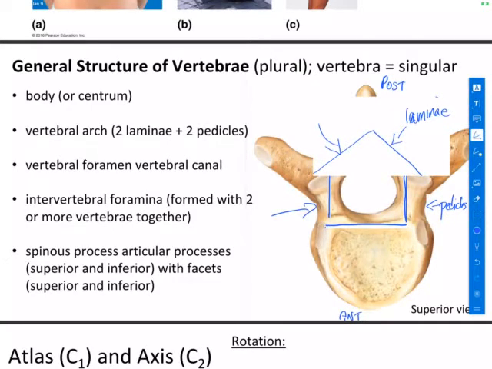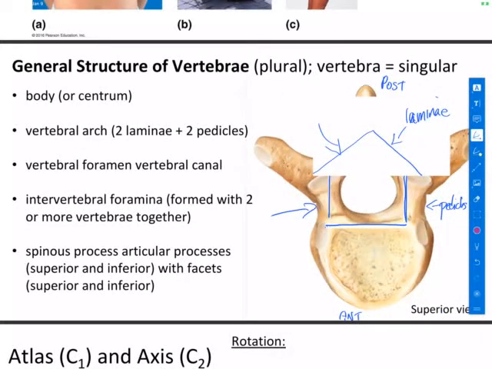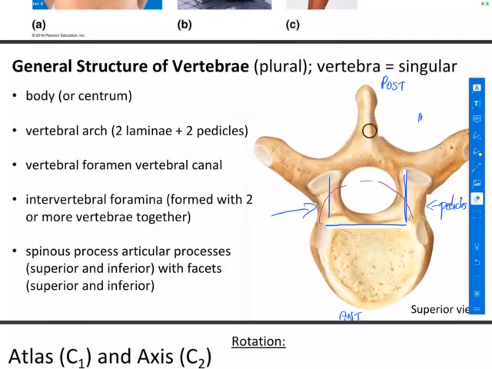And so the vertebral arch, which goes all the way around the vertebra, from here to here, is made up of two pedicles and two laminae. And you might have heard of someone having a laminectomy. A laminectomy is where they basically remove one side, like they would take this out. That would be a laminectomy.